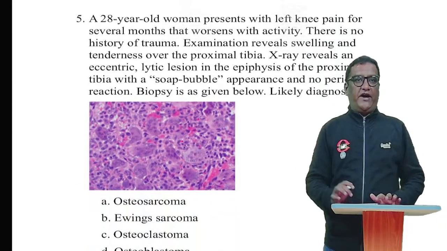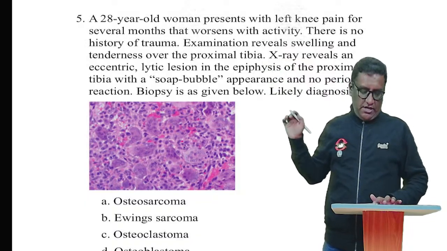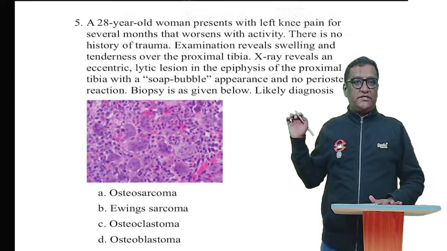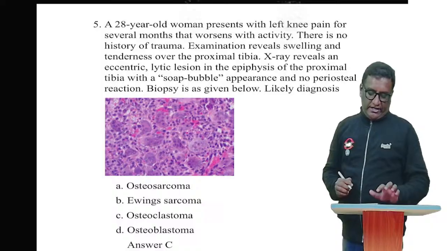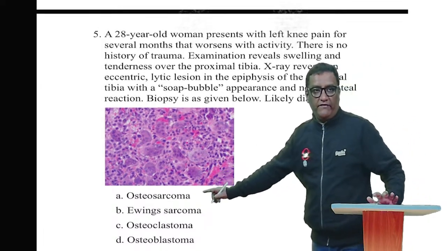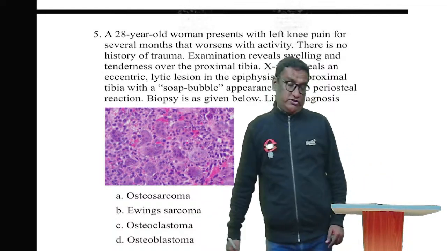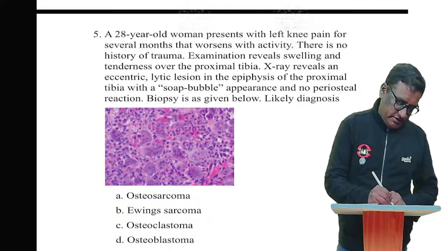Okay, question number 5. A lengthy question. How to approach such a lengthy question? Last line. Always for approaching a lengthy question, start with the last line. Biopsies as given below and likely diagnosis they are asking us. So what are the options given to us? Osteosarcoma, Ewing sarcoma, osteoclastoma, osteoblastoma. So basically there are tumors that are there. Let me see the question now. What is the question saying?